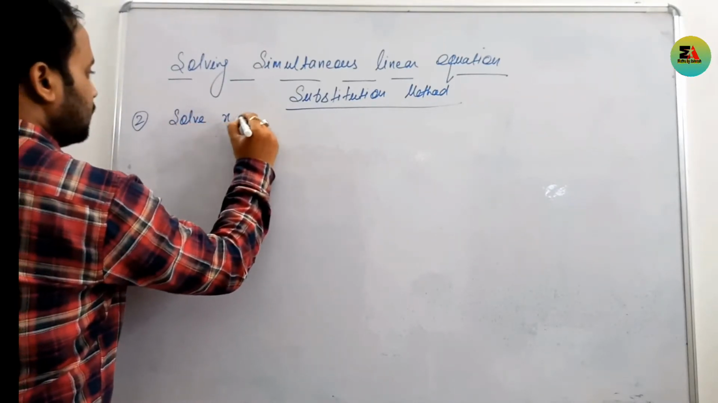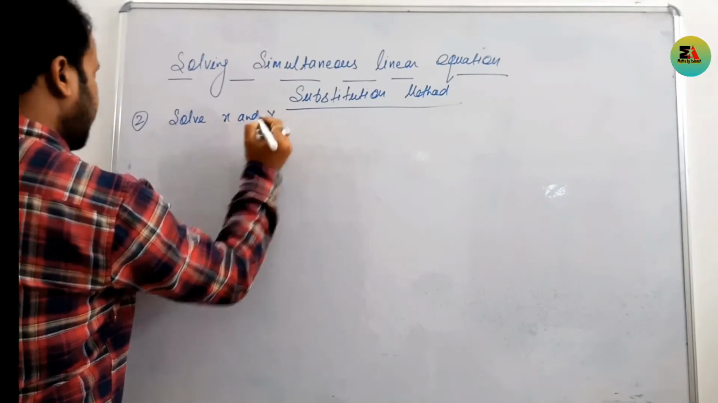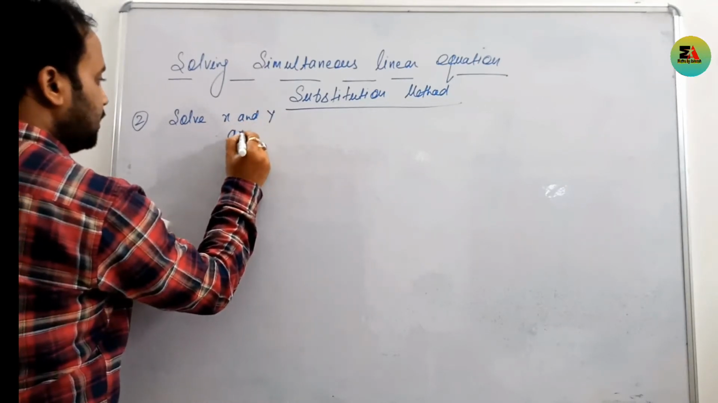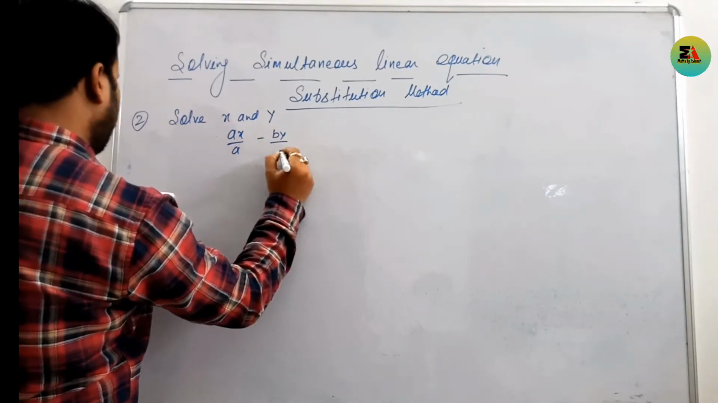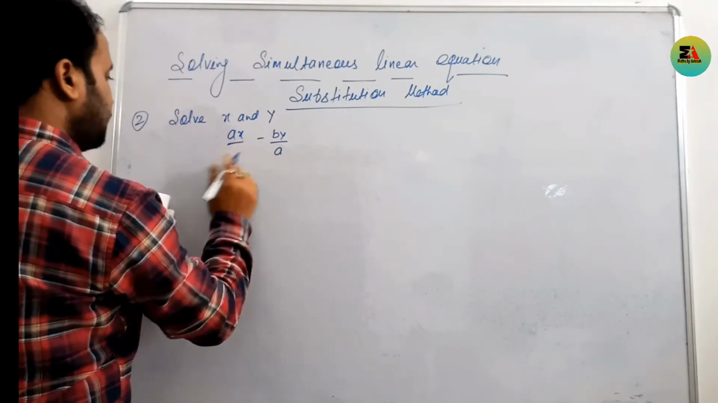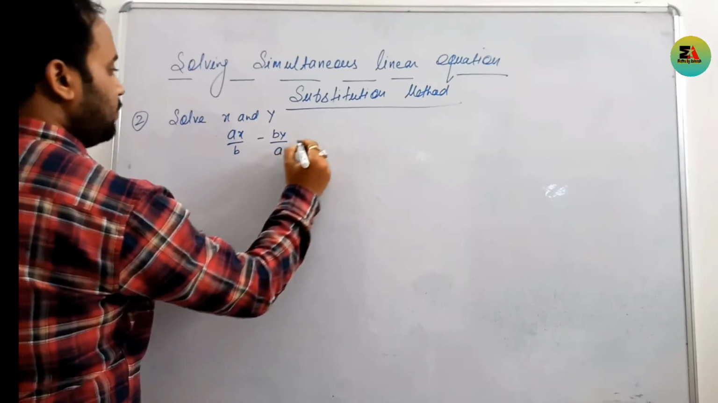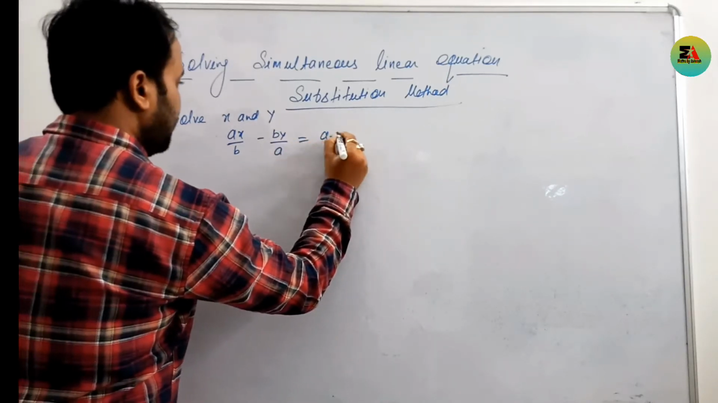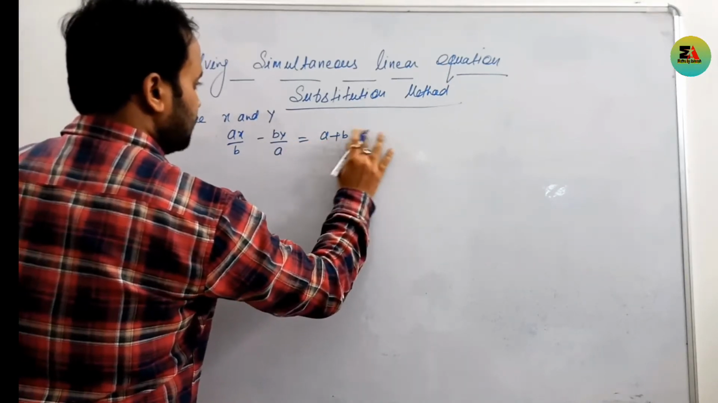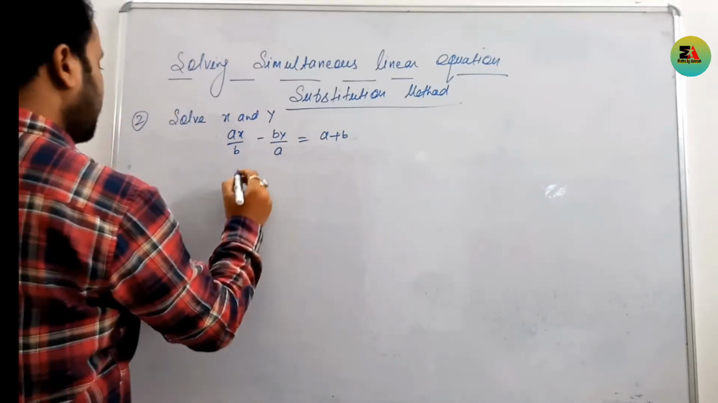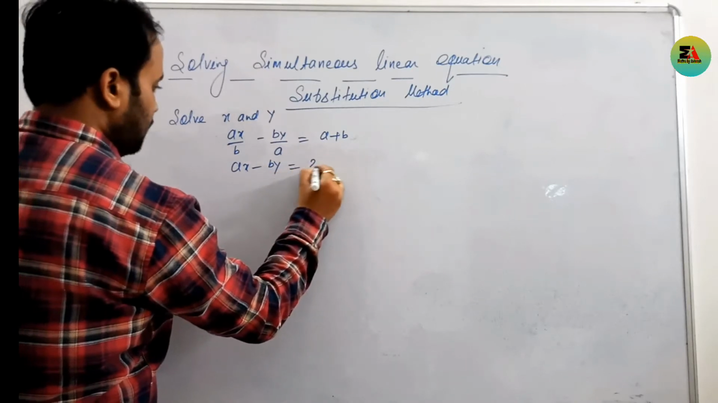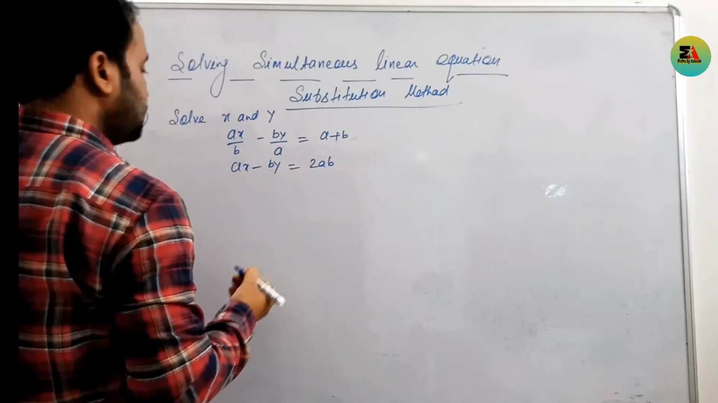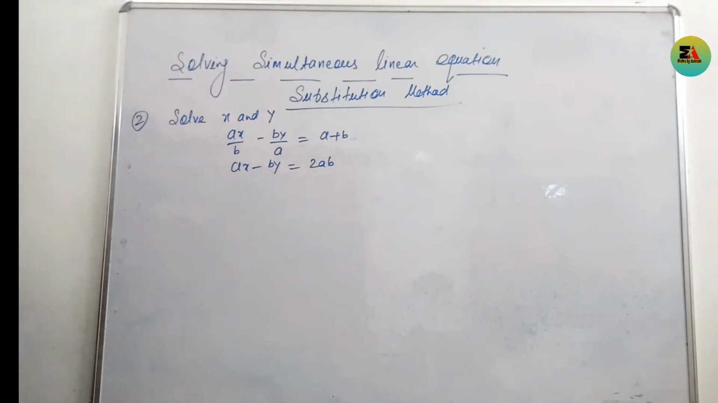Solve for x and y. Our first equation is ax/b − by/a = a + b, and our second equation is ax − by = 2ab. These are the two equations.